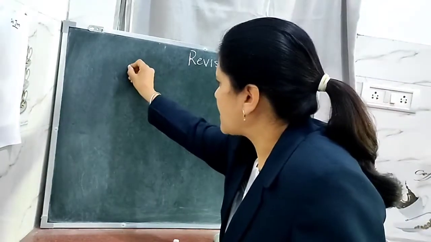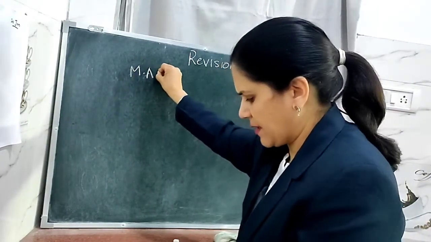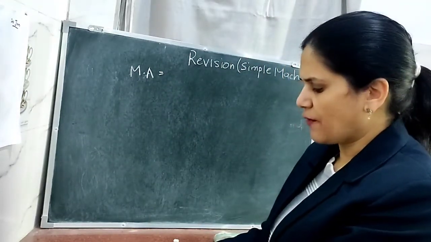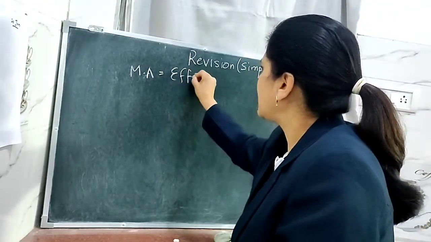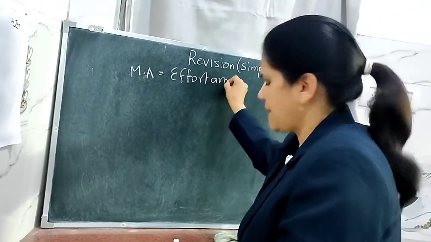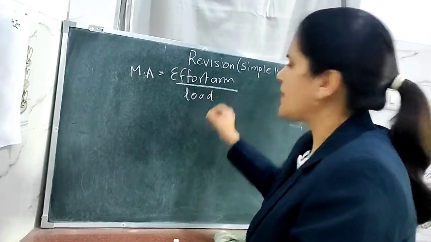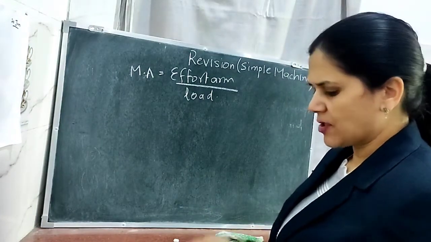Now we have some formulas of the mechanical advantage. What is mechanical advantage? The mechanical advantage of the lever is the ratio of the effort arm to the load arm. You can write down here: mechanical advantage is equal to effort arm upon load arm. Let us do some numericals based upon this mechanical advantage.